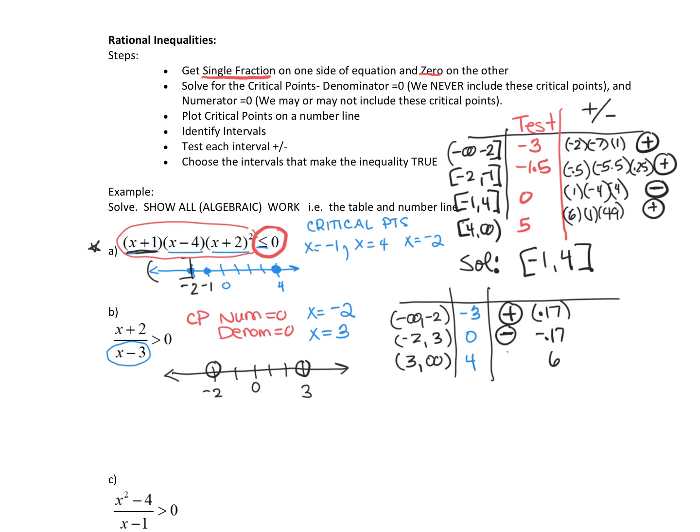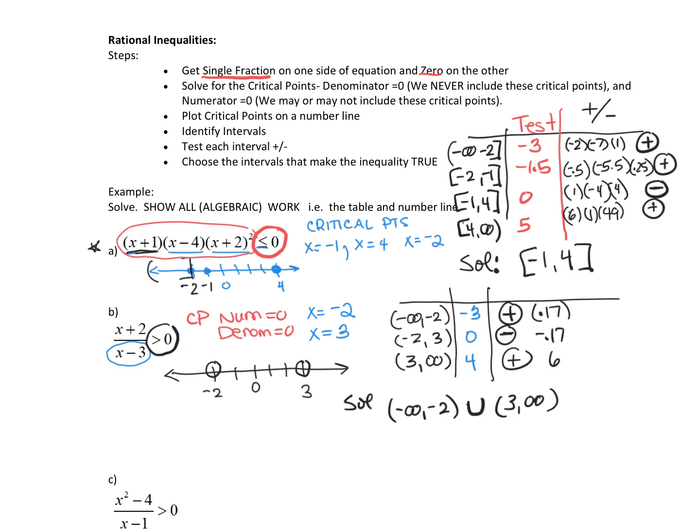And then we look back at our inequality, and we say, what did we want? We wanted it to be greater than 0 or positive. So our solution set is going to be negative infinity to negative 2, union 3 to infinity.